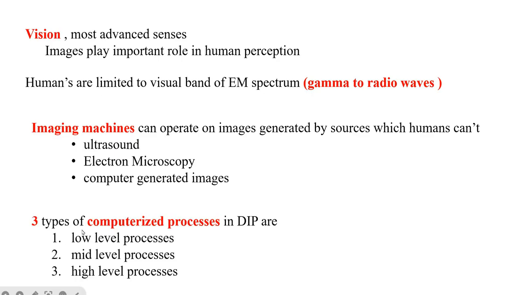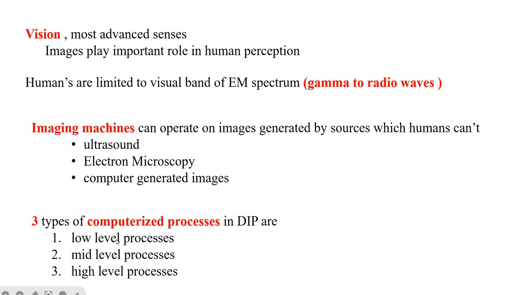Next is types of computerized processes in digital image processing. You have three types of computerized processes. First is the low level process, then the mid level process, and the high level process.